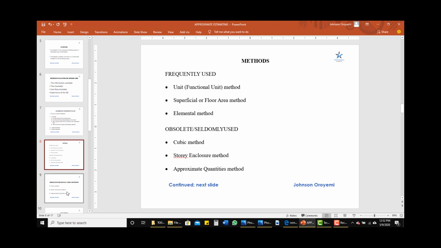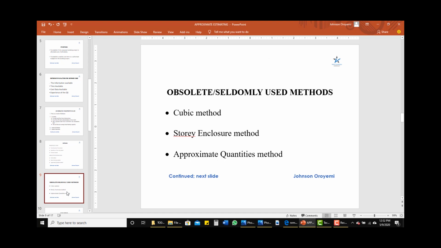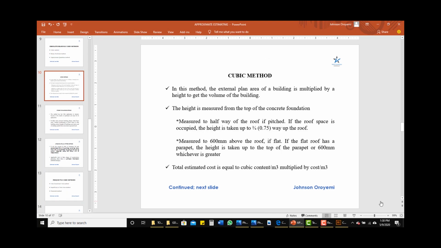Now we'll discuss in detail each method. But let's start with the obsolete and seldom used methods. So I'm starting with the cubic method. Talking about the cubic method of preparing preliminary estimates.